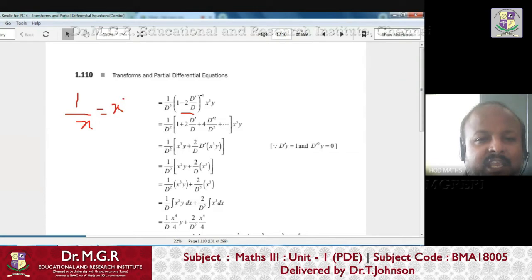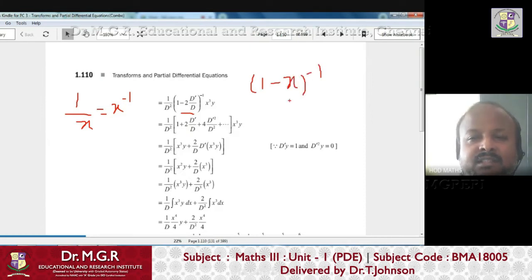In the same way, they are written like this, and then we have to write the expansion. So here I will just explain to you. You can see the binomial expansion in any formula book, even in a Google search. 1 minus x power minus 1 is 1 plus x plus x square plus x cube. This is the expansion of 1 minus x power minus 1, right?